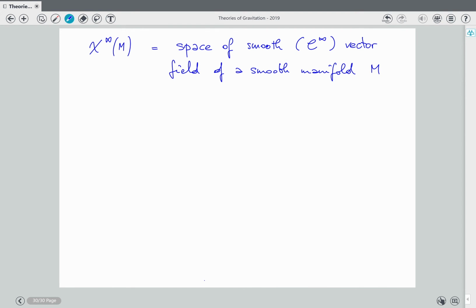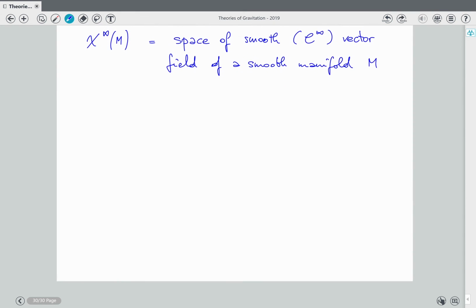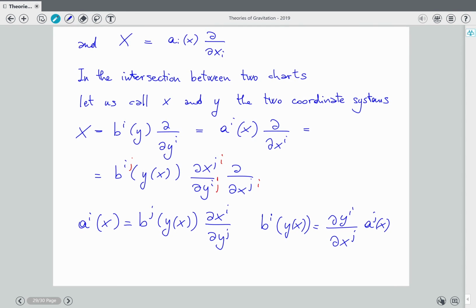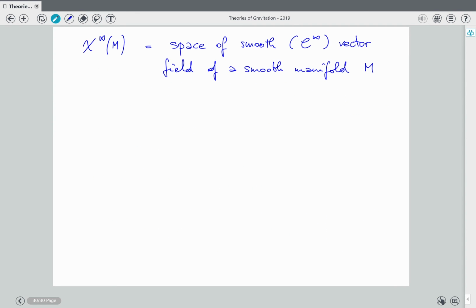So everything is smooth here. That means what? It means that all the functions, all the coordinate changes have to be infinitely differentiable. All the functions A are infinitely differentiable, so in every coordinate system your vector field is described by infinitely differentiable functions. This is then 4, so we can stop here.